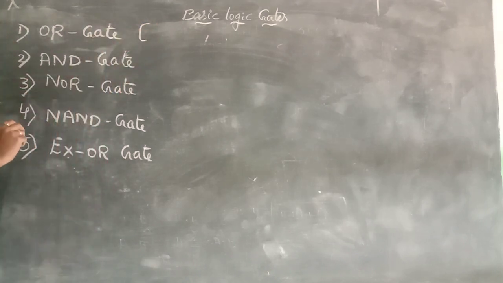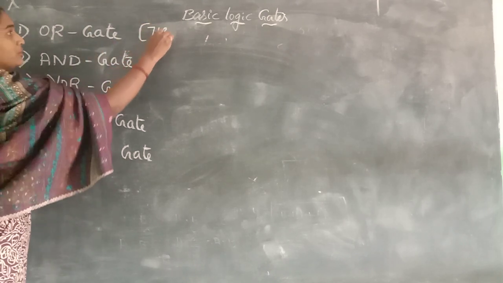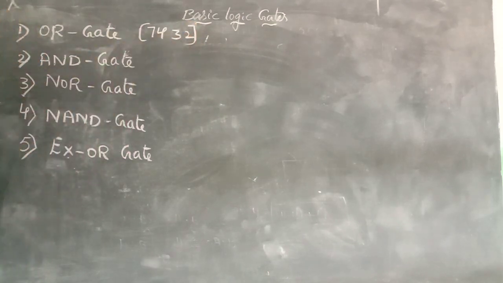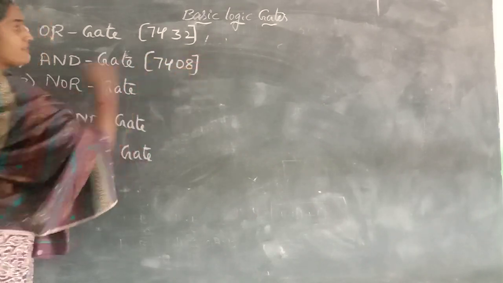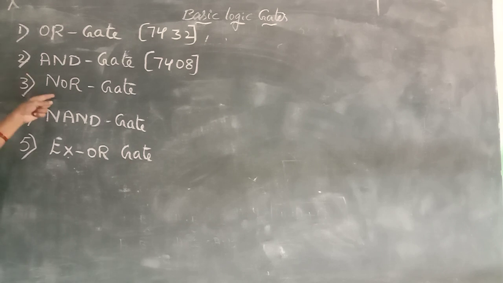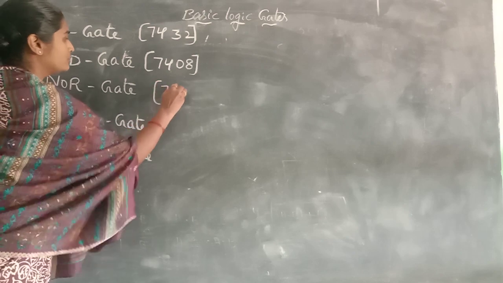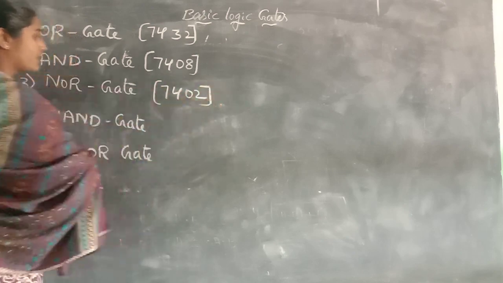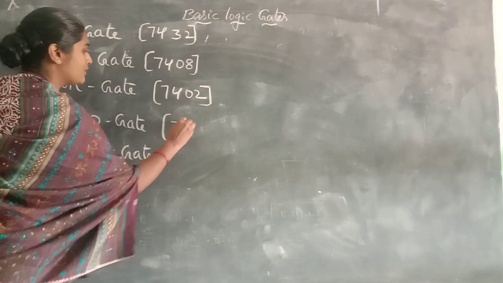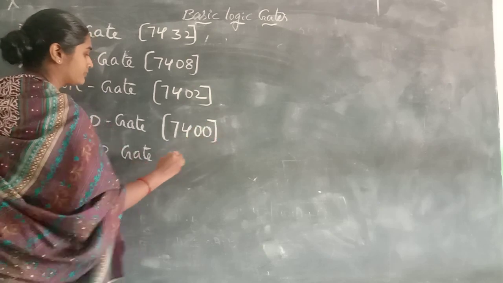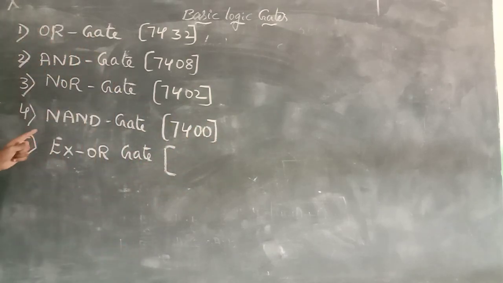The IC number of OR gate is 7432. AND gate is 7408. For the NOR gate, the IC number is 7402. The IC number of NAND gate is 7400. And the IC number of XOR gate is 7486.